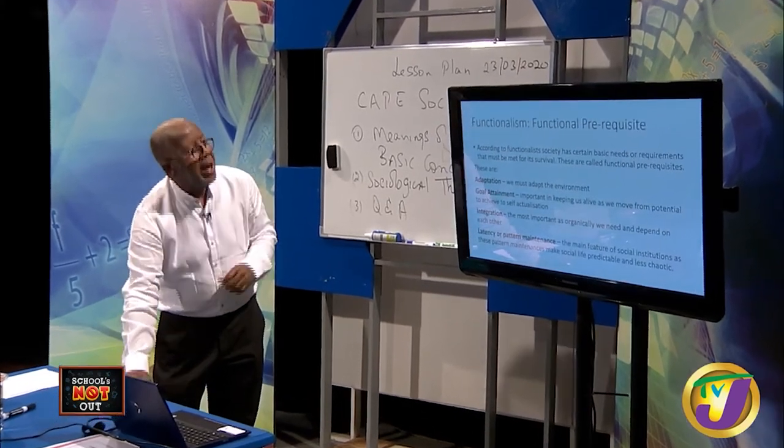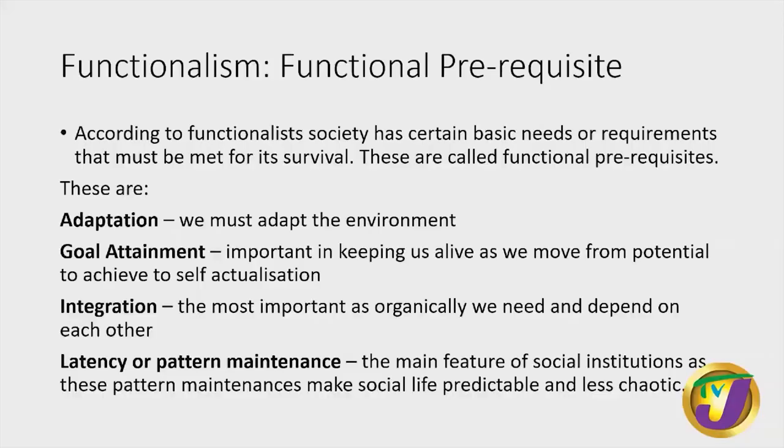Of course, they have what are called functional prerequisites. I won't go through all of them, but we call it the AGIL schema. Adaptation, because we must adapt to the environment. Goal attainment, important because in keeping us alive as we move from one potential to achieve self-actualization, it's important that we have goals. We all set goals. You achieve this one, you set another one.